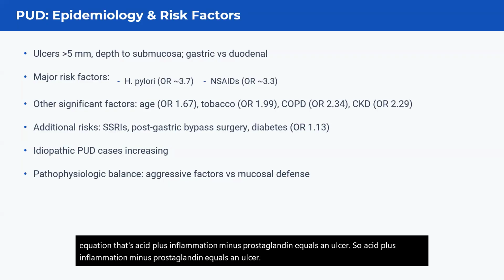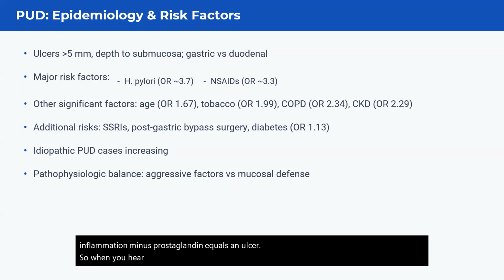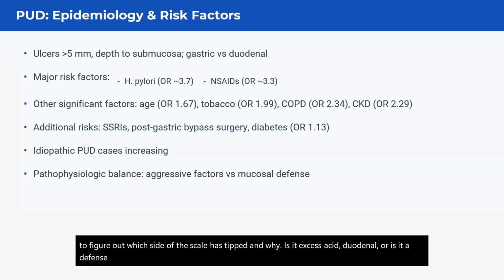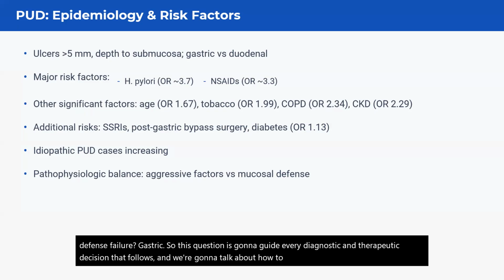So when you hear epigastric pain, your first reflex should not be to give them a PPI. It should be to figure out which side of the scale has tipped and why. Is it excess acid, duodenal, or is it a defense failure, gastric? This question is going to guide every diagnostic and therapeutic decision that follows, and we're going to talk about how to distinguish as we move through.